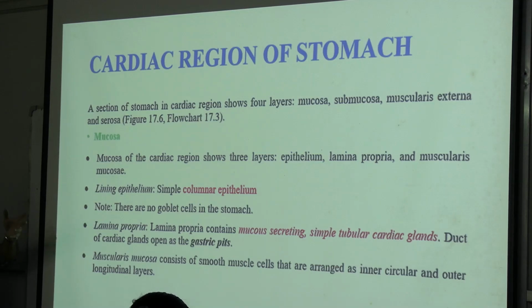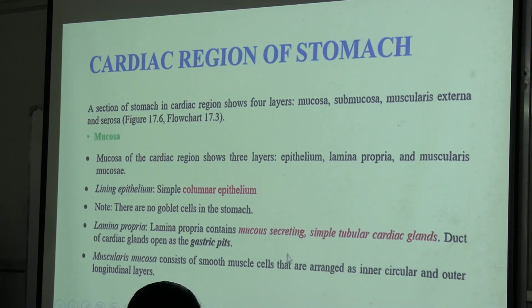Now, coming to the epithelium, are the cells a single layer or multi-layer? It is a single layer of columnar cells, a simple columnar epithelium. That means the cells look like columns. Beforehand in the esophagus, what kind of cells were there? Flat cells, stratified, in multiple layers. So, these are the things you have to know. The cells here are columnar cells.